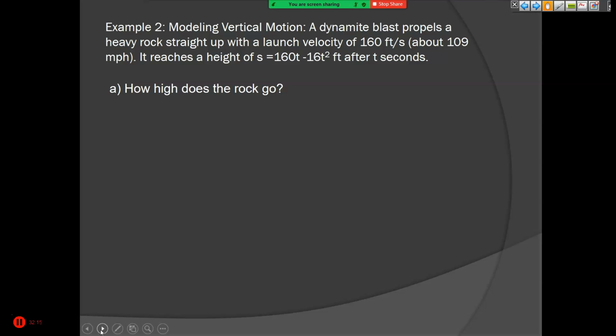So how high does the rock go? The rock goes to a max height when velocity is 0. So we need to know when v of t is equal to 0. In order to know that, we actually need our v of t function. So that's 160 minus 32t. So we want to know when 160 minus 32t equals 0.